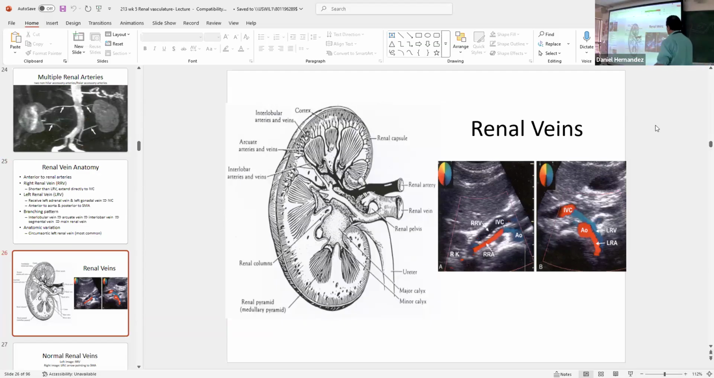And so renal veins, we just take that branching pattern, just go in reverse. Start with your interlobular veins out in the periphery of the cortex of the kidney. Then the arcuate veins. Then the interlobar veins. Together, the lobes come together, form the segmental veins, and then the main renal vein.